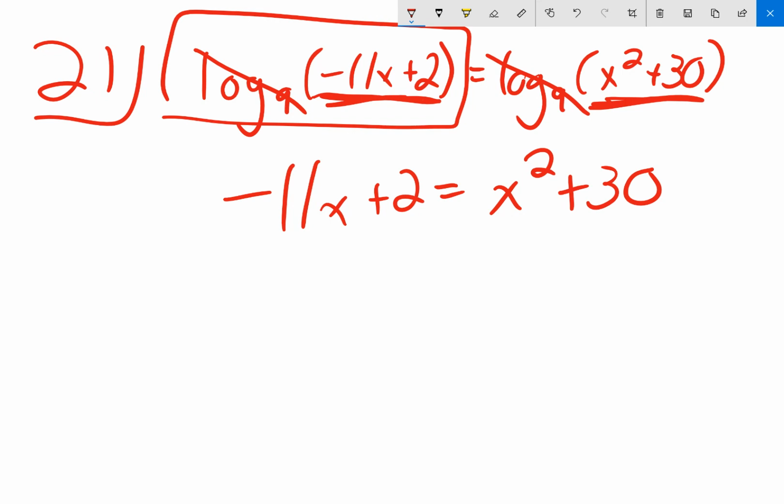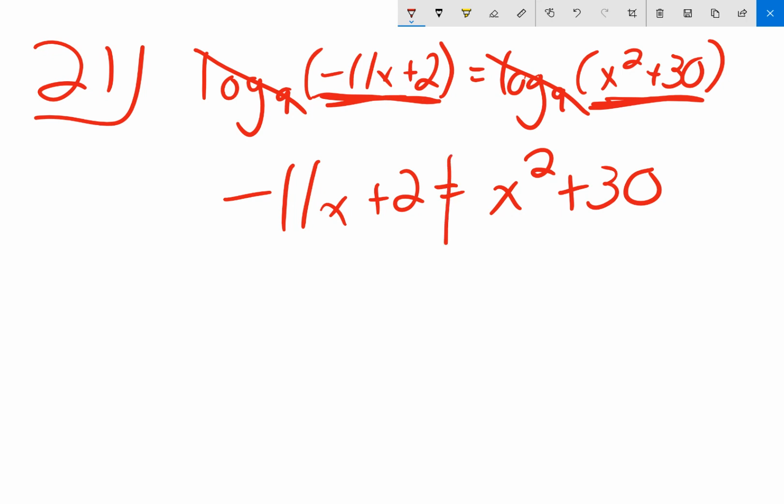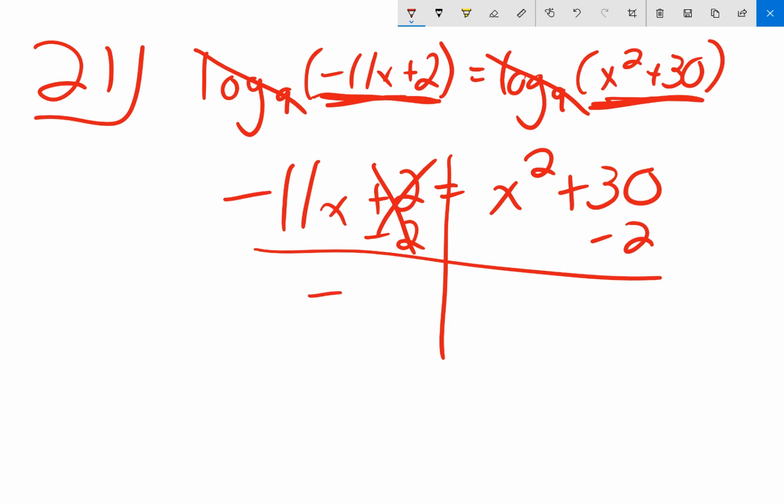this problem, like I said, is just a logarithm equal to a logarithm. There's nothing fancy going on. There's no other math involved. It's just a log equaling a log. So that means the components within them must be equal as well. So now I'm just going to combine terms and move things around. If I subtract 2 and combine it with 30, that'll leave me negative 11x equal to x squared. 30 minus 2 is 28, so plus 28.